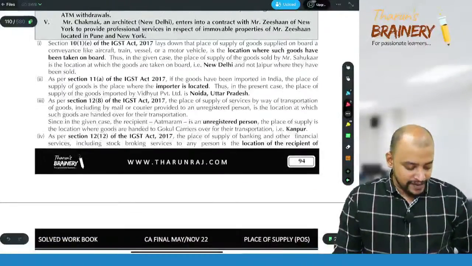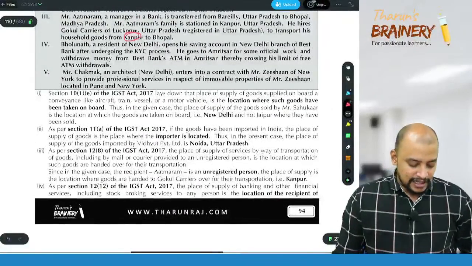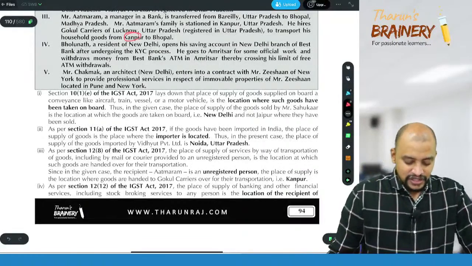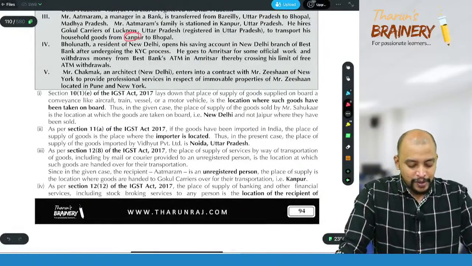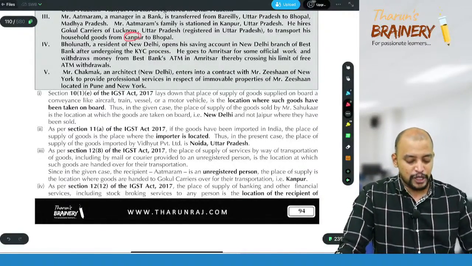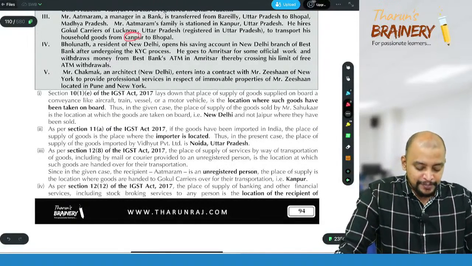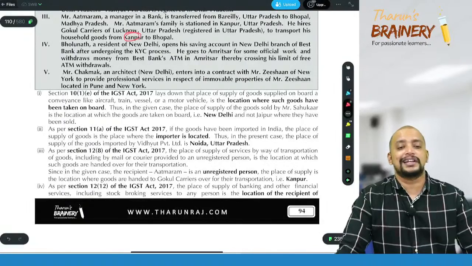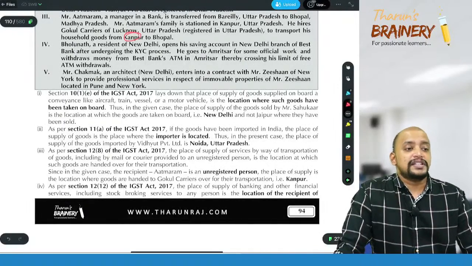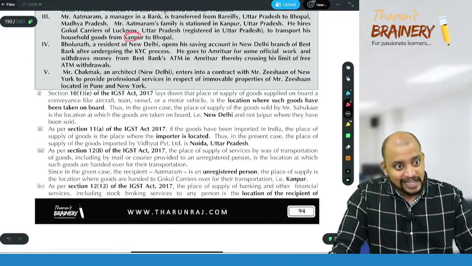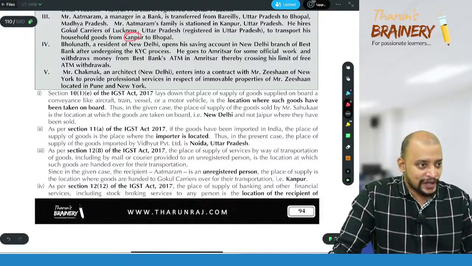Then number 5, Mr. Chakmak, an architect in New Delhi, enters into a contract with Mr. Jishan of New York to provide professional service in respect of immovable property of Jishan located in Pune and New York. First, section 12 or 13? 13. Service in relation to immovable property. So, the location of the immovable property, as the property is both in Pune and New York.